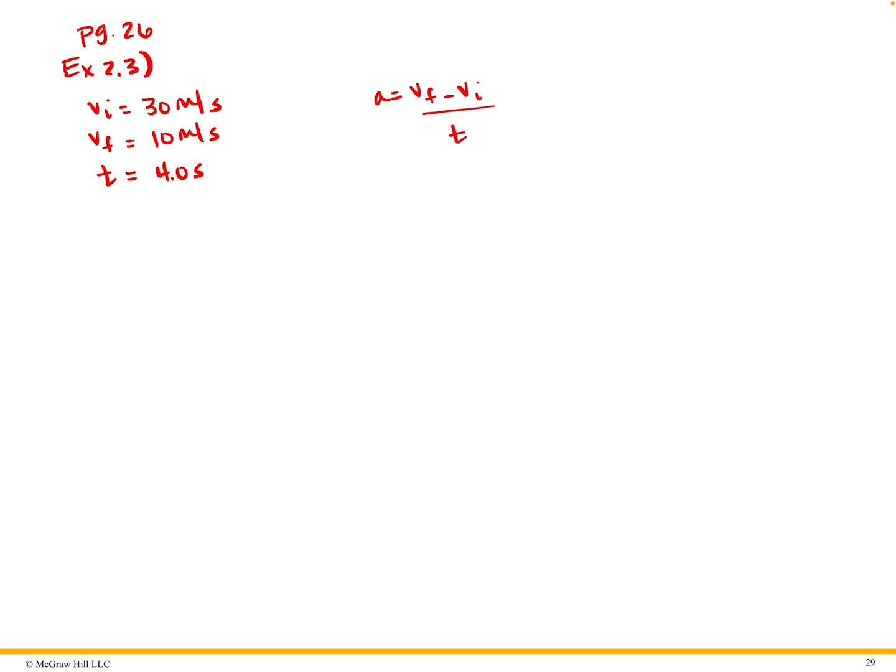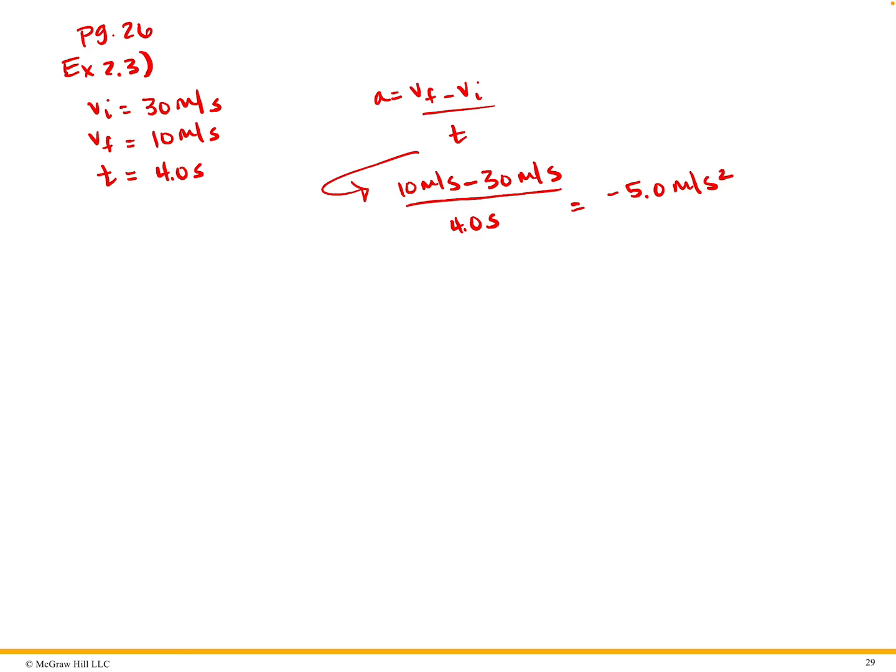So just remember, final minus initial over time. So the final was 10, the initial was 30, and it did all of this in 4 seconds. Okay, so now take your calculator, do 10 minus 30 divided by 4, and that gives you negative 5 meters per second squared.